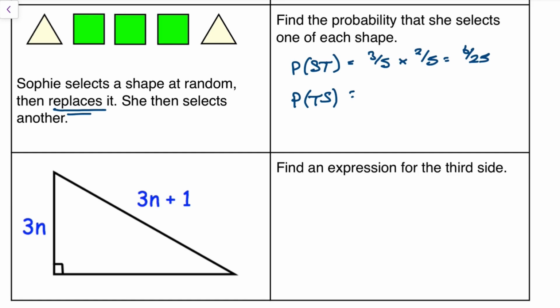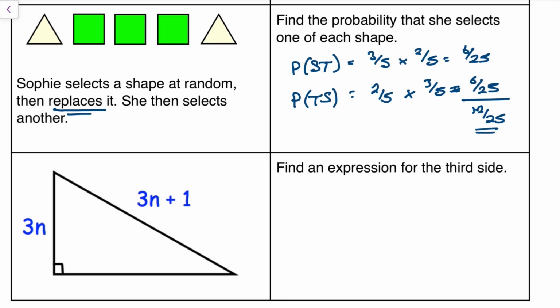Then if I do triangle and square, well, there's 2 triangles to choose from and 5 shapes overall. Then there's 3 squares to choose from and 5 shapes overall, which is also 6 over 25. Which of course makes sense because it must be the same to pick a triangle and a square than it is to pick a square and a triangle when I'm replacing it, i.e. it's not conditional. It should be equal. Add these things together, that gives me 12 over 25. Now what does it want? Find the probability she selects one of each shape. So I've done one of each shape, happy with that, so my answer is going to be 12 over 25.